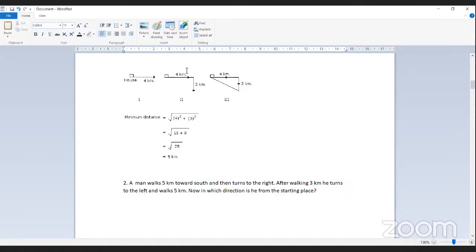Okay. See here, a man walks 5 kilometers towards south. Then turns right, walking 3 kilometers. Then he again turns left and walks 5 kilometers. He is actually facing south, but the question is which direction is he from the starting place, with reference to the starting place. So in this one, north will be the answer.